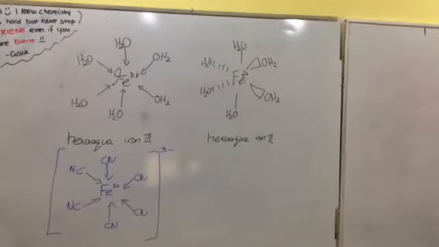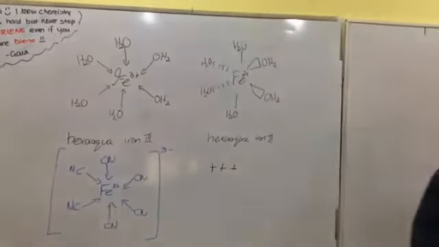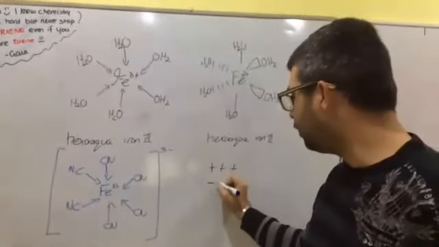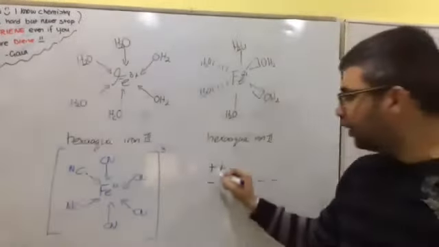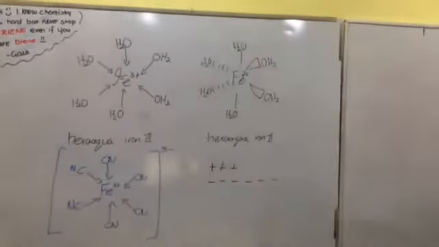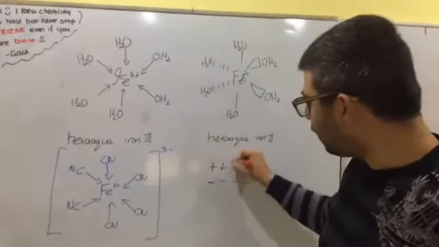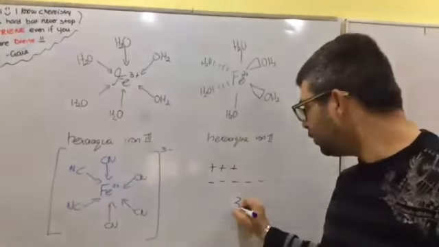So, why is it 3 minus? So, Fe3 plus is 3 plus, right? Each CN minus, each CN is a -1. So, overall, they will cancel out, cancel out and cancel out. And what you're left with is a 3 minus.